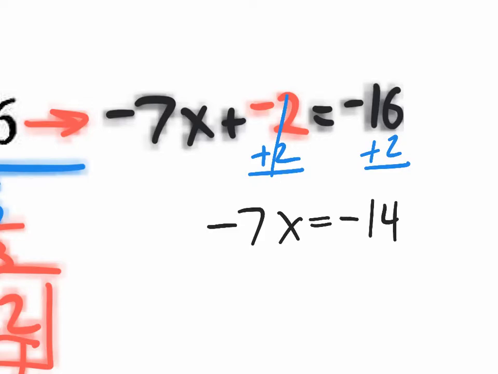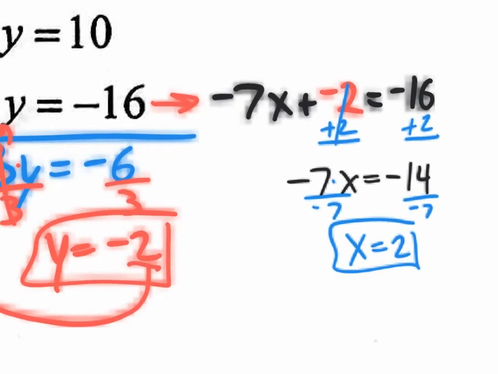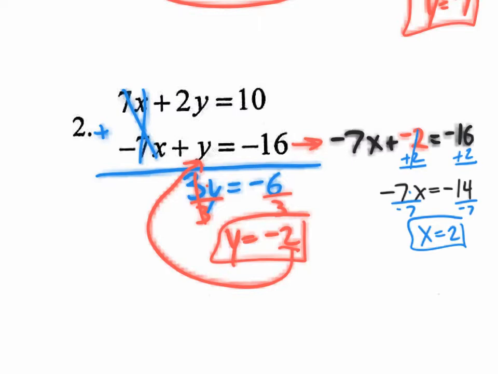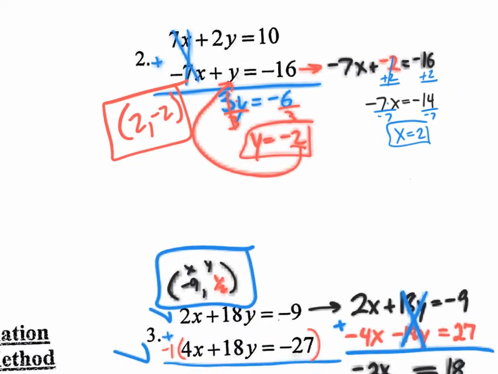And of course, when I divide by negative 7, x will equal positive 2. A negative divided by a negative is a positive. So ladies and gentlemen, the answer to this system, hopefully you guys got this right, was 2 comma negative 2. And we already did number 3.